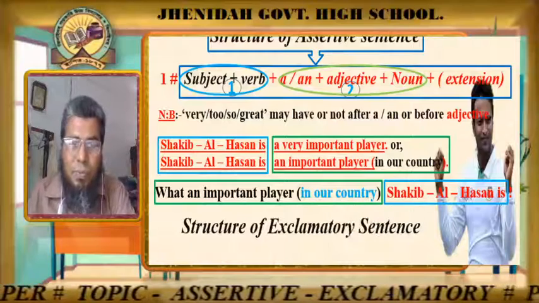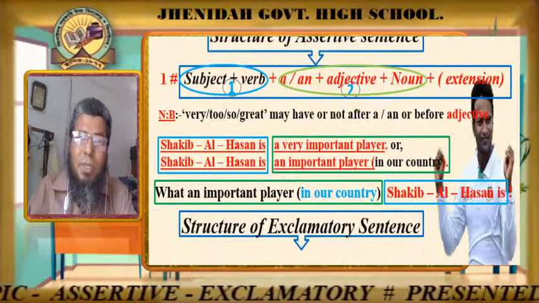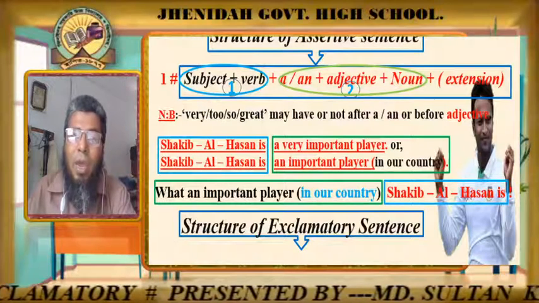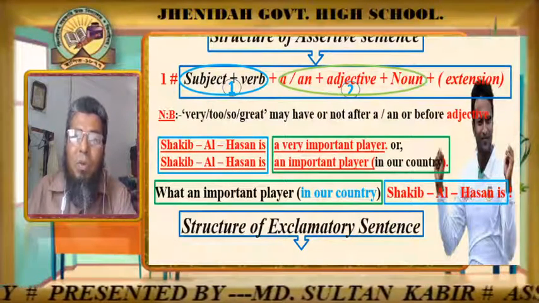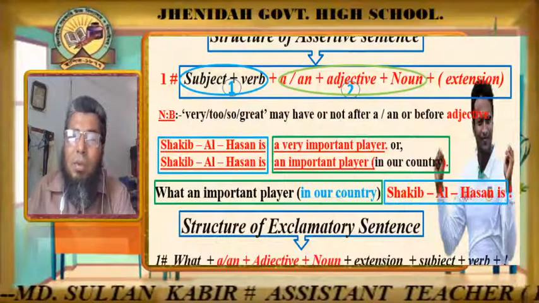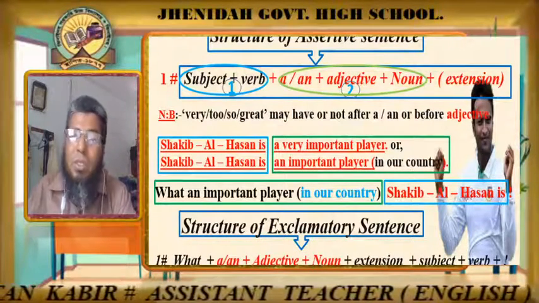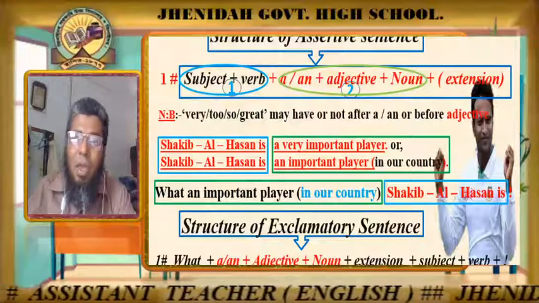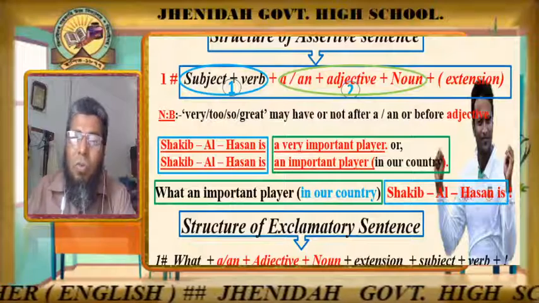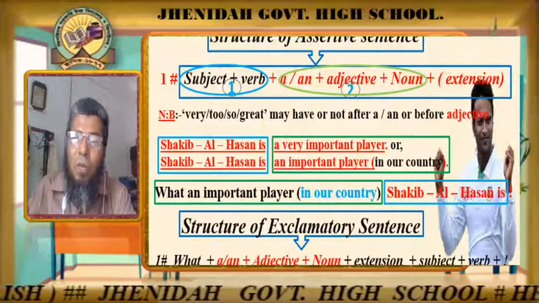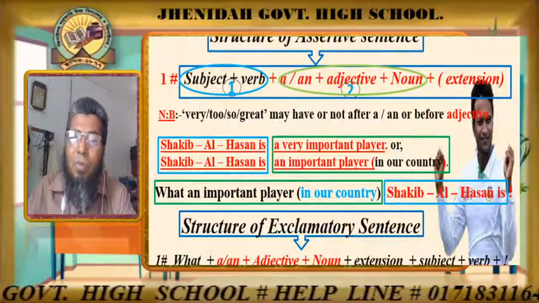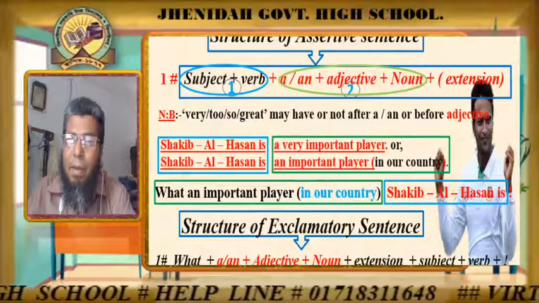Now look at the structure of exclamatory sentence. So if the assertive sentence is like this: subject plus verb plus a or an plus adjective plus noun plus extension, then the structure of an exclamatory sentence will be: what plus a or an plus adjective plus noun plus extension plus subject plus verb plus marks of exclamation. Am I clear?